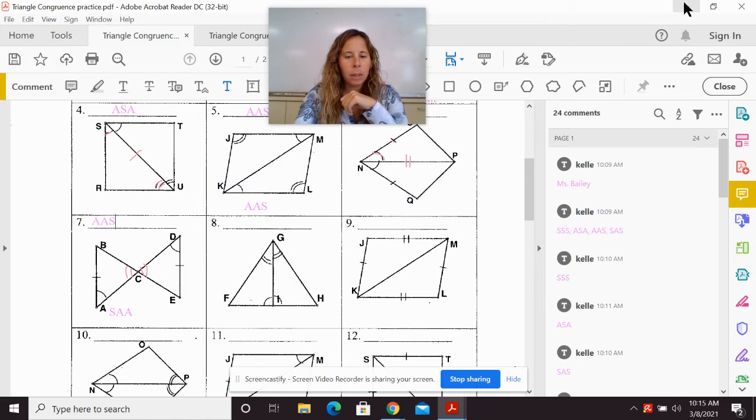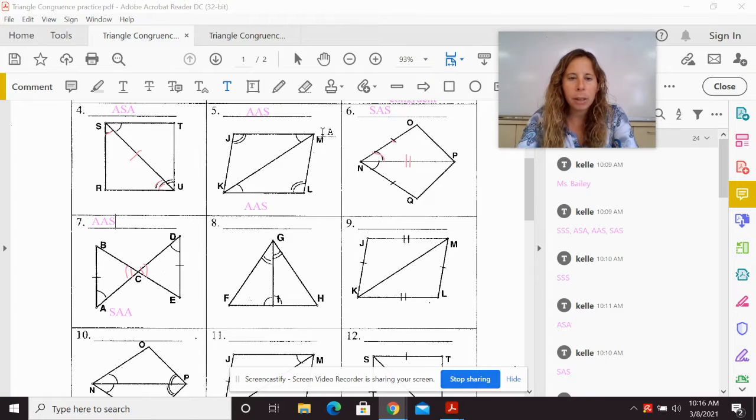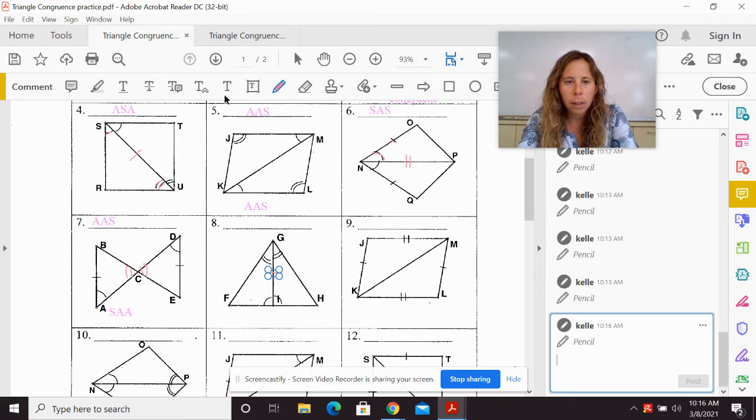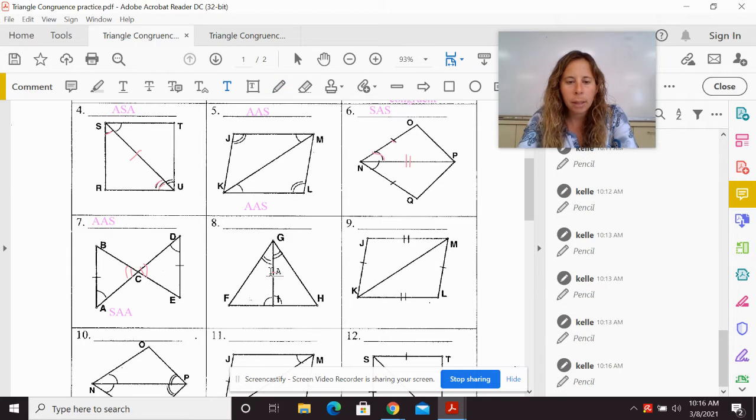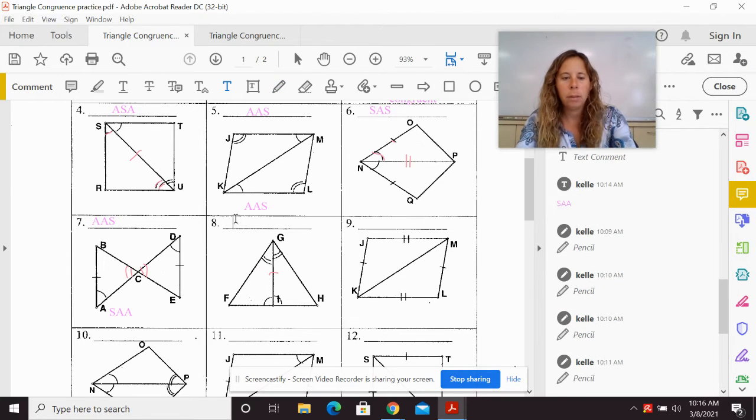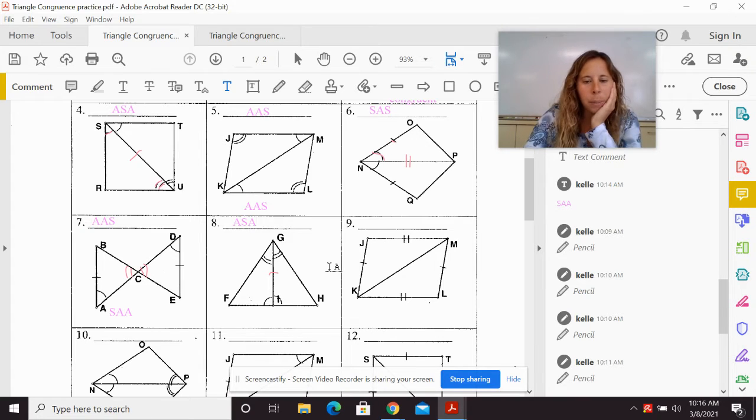Okay. Number 8, what do we have? We know our angle, and then we have a shared side. So if you want to put a mark on the shared side, you can always put a mark there. Shared sides are always congruent, so angle, side, angle. All right, number 9, go ahead and try number 9. Pause me and try it.